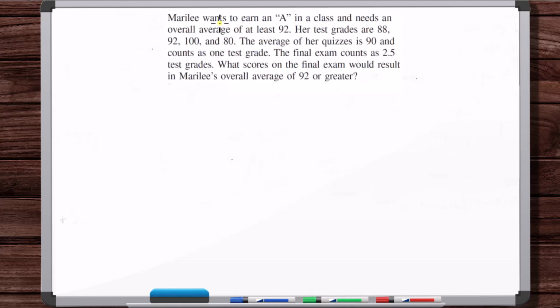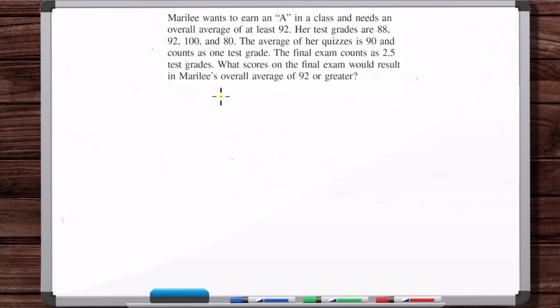Okay, same type of problem. Marilee wants to earn an A in a class and needs an overall average of at least 92. Her test grades are 88, 92, 100. The average of her quizzes is 90 and counts as 1 test grade. The final exam counts as 2.5 test grades. What score on the final exam would result in Marilee's overall average of 92 or greater?